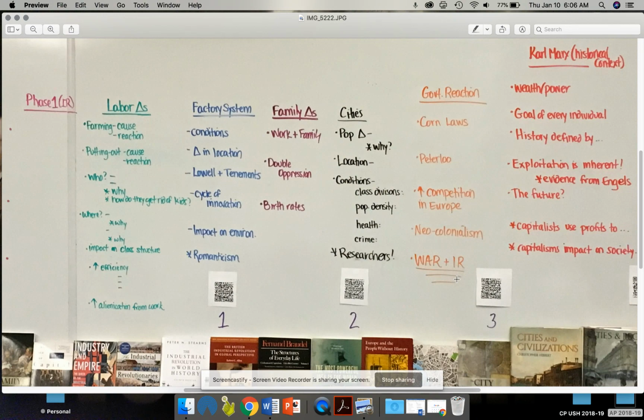And then finally, we have this huge connection between the Industrial Revolution and war, which will come back and impact us when we study the First World War and the Second World War, and even the Crimean War directly before that. So if we have industrial factories where manufacturing is so efficient, what can you begin to produce very, very quickly? Weapons.